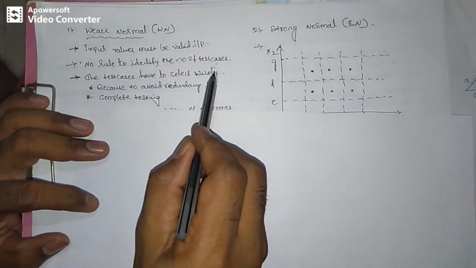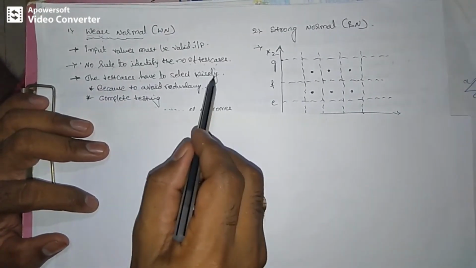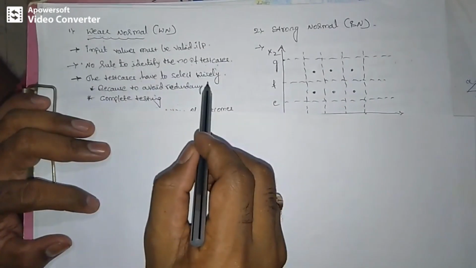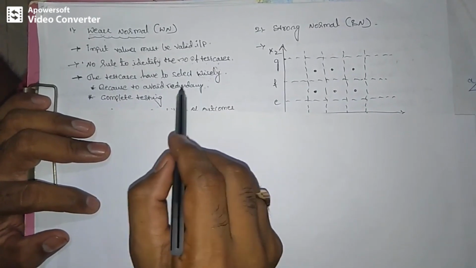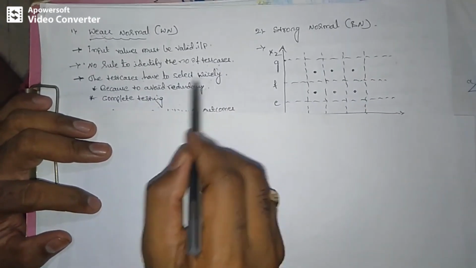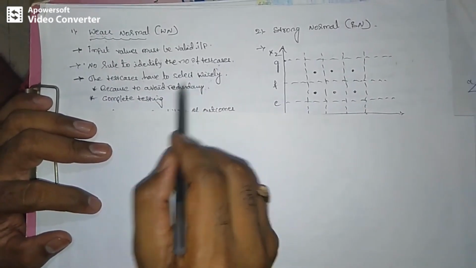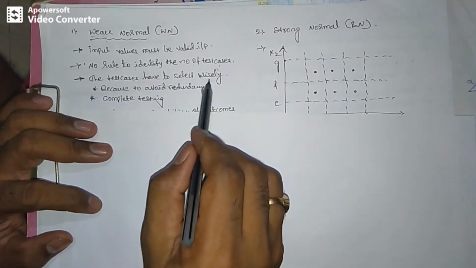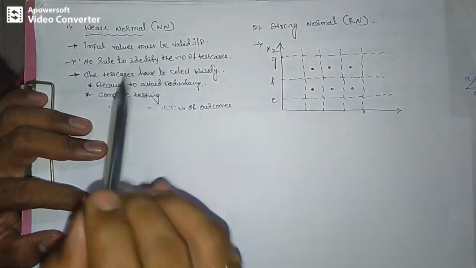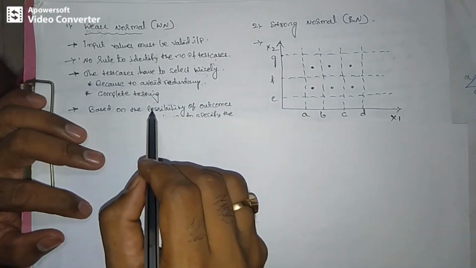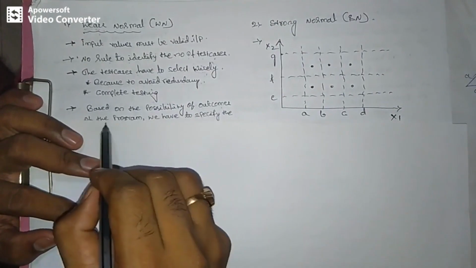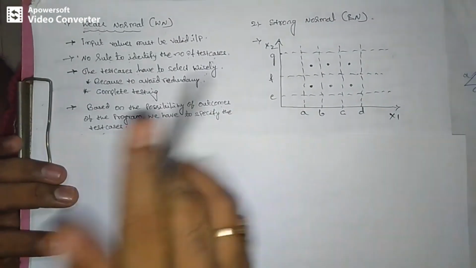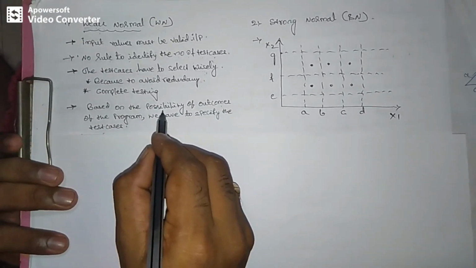To do that, we have to select the partitions, classes, inputs or test cases wisely from the weak normal. There should not be any redundancy in the output results or the test cases, and we also need to cover complete testing. That is the meaning of wisely. So based on the possible outcomes of the program, we have to specify the test cases, as I already told.